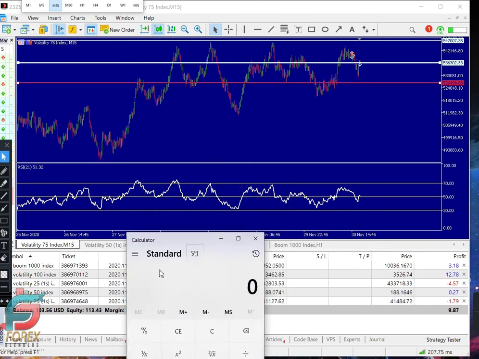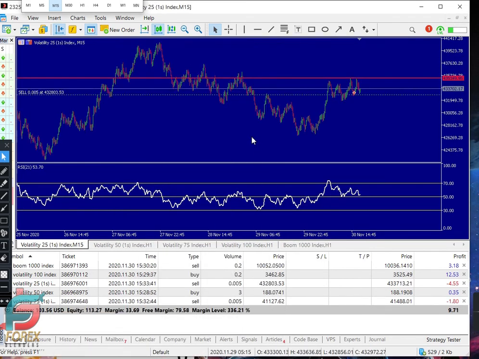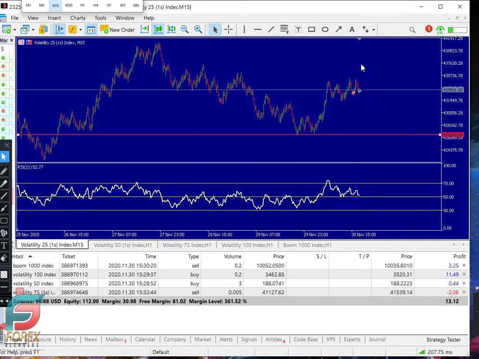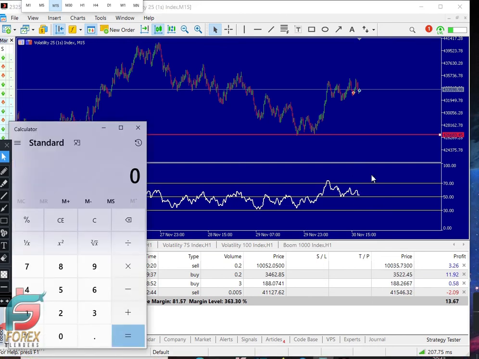Let's try volatility 25. So 0.05 is our loss size. Let's say we are buying, then the stop loss is below here. So you just take your calculator and type. You can start with either the stop loss or the entry, it does not matter. So start with the stop loss, 2683.45, minus the entry, because here is where you want to enter now. Then see how much you're going to lose if the stop loss is hit.